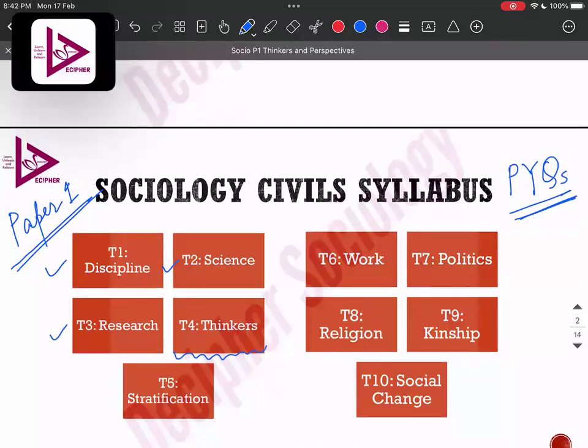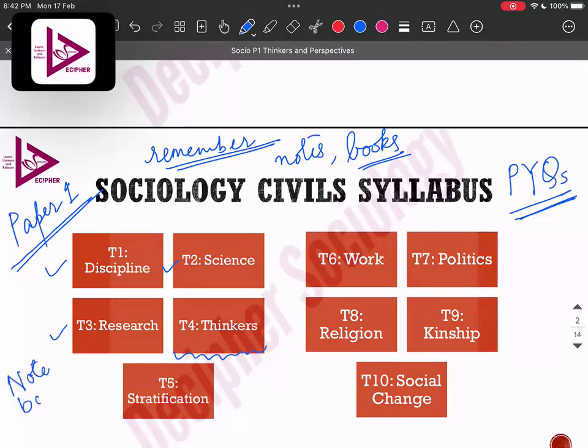So it is advisable that as a civil service aspirant, you should be ready, when you begin the preparation of sociology, to remember those thinkers whose names are mentioned time and again in different notes or books that you may be reading. Also, you should have a separate notebook, or if you are making notes online, perhaps a separate file for jotting down the names of these thinkers and writing down a few keywords or key points.